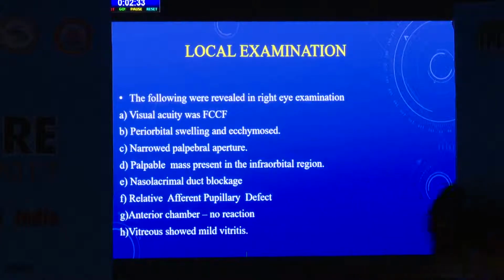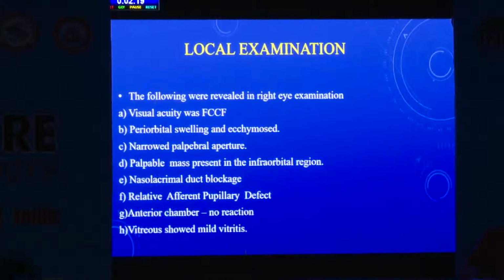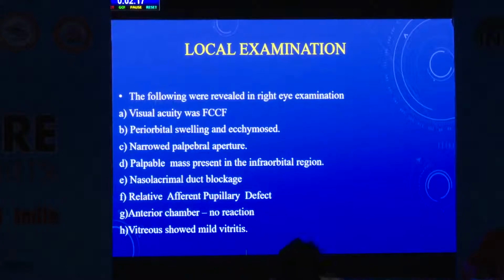On local examination, the visual acuity was finger counting close to face. Periorbital swelling and ecchymosis were present, with a narrowed palpebral aperture. A palpable mass was present in the infraorbital region, the nasolacrimal duct was blocked, and there was RAPD present. The anterior chamber had no reaction, but the vitreous showed mild vitritis.